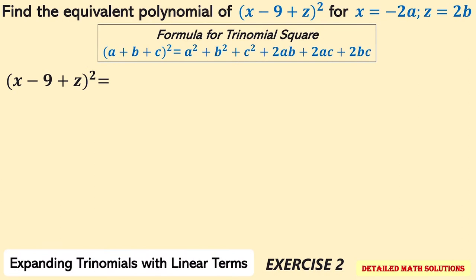To solve this exercise, I'm going to use the formula for the trinomial square, (a + b + c) squared. In order for me to use the formula, I need to write the trinomial (x - 9 + z) squared as [x + (-9) + z] squared.